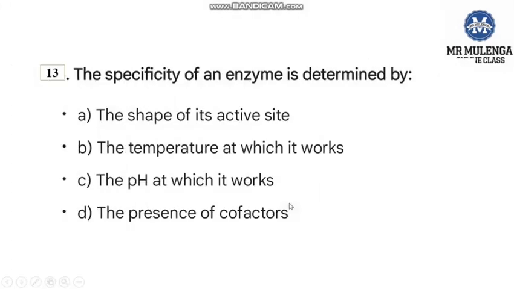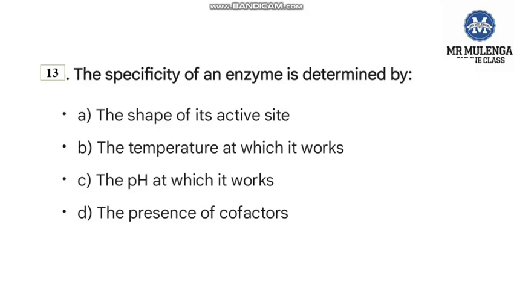So here is our question 13. Our question 13 reads, the specificity of an enzyme is determined by dash. A. The shape of its active site, B. The temperature at which it works, C. The pH at which it works, D.